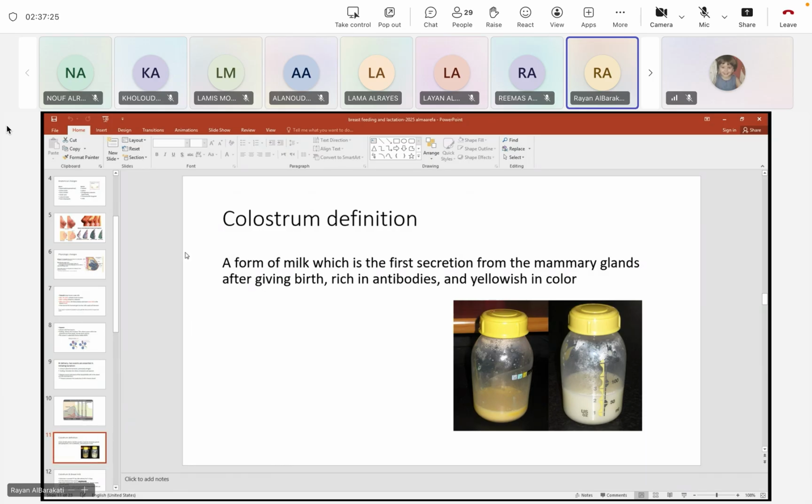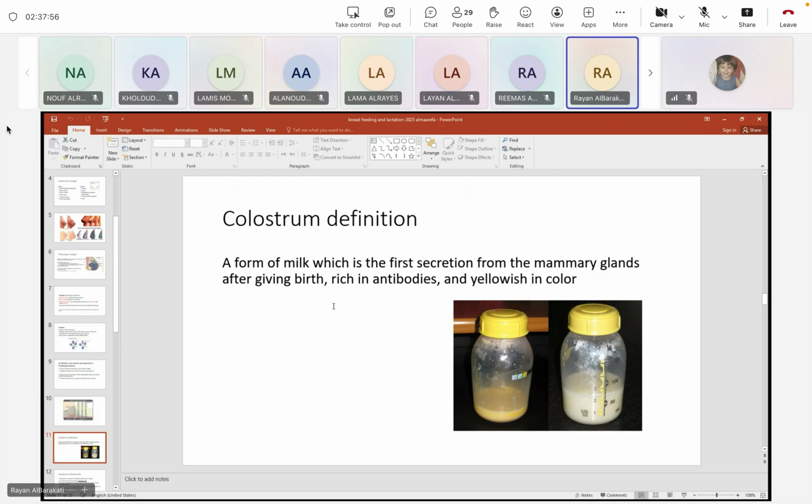When we talk about colostrum, I know that you took it in pediatrics, but let us just recall some of the information. On the left, you can see the bottle with the dark yellow fluid. This is the colostrum. It is rich in immunoglobulins, and this is the first batch of milk produced. So it is yellow compared to mature milk, which is more whitish.